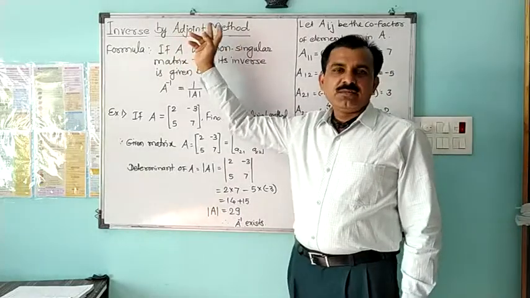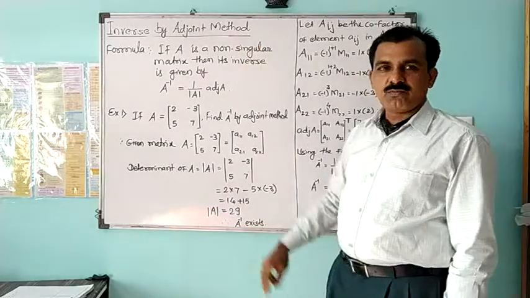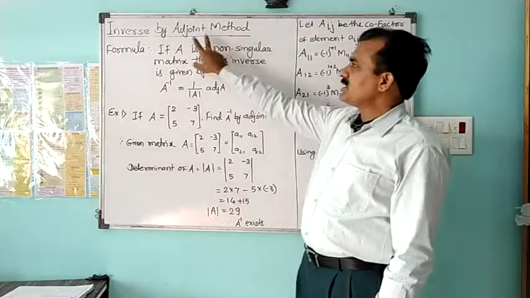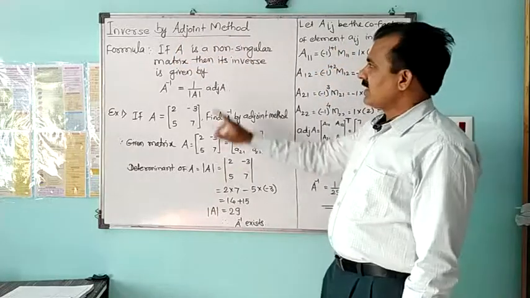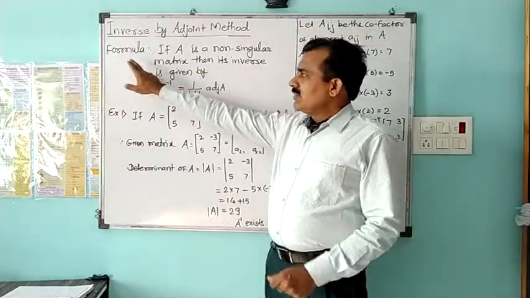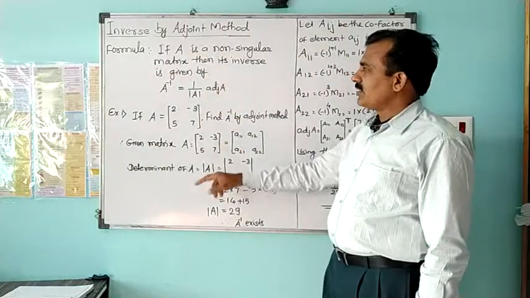We have used elementary row transformation and elementary column transformation to find inverse. In today's period, inverse by adjoint method is our target. Now, a simple formula is there to get inverse by adjoint method.